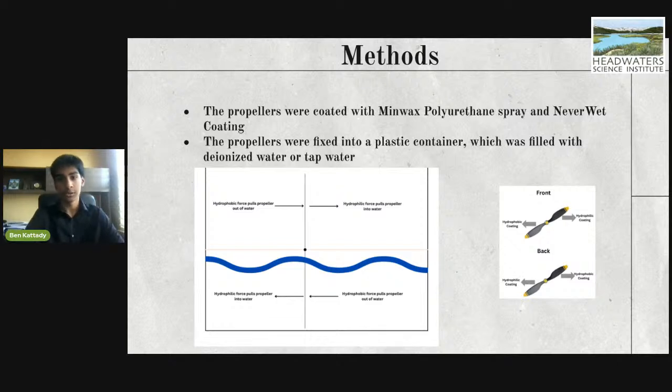And the coating pattern we used was specific to maximize the forces, and it's seen in the bottom right hand corner. We used a sort of checkerboard pattern to really maximize the forces and to make the forces work in unison. And the propellers were fixed into a plastic container, which was then filled with deionized water or tap water, depending on what test we were doing. And the test setup is seen in the graphic to the left.